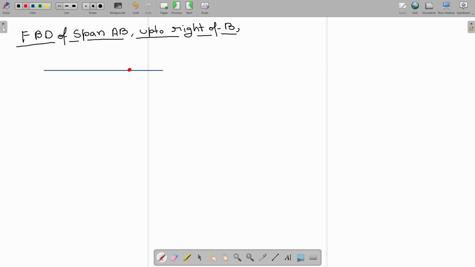So this is the internal hinge. This is B, and we have taken the section here at this section X, X. This is A. This is B. Okay. The load will be acting like this.